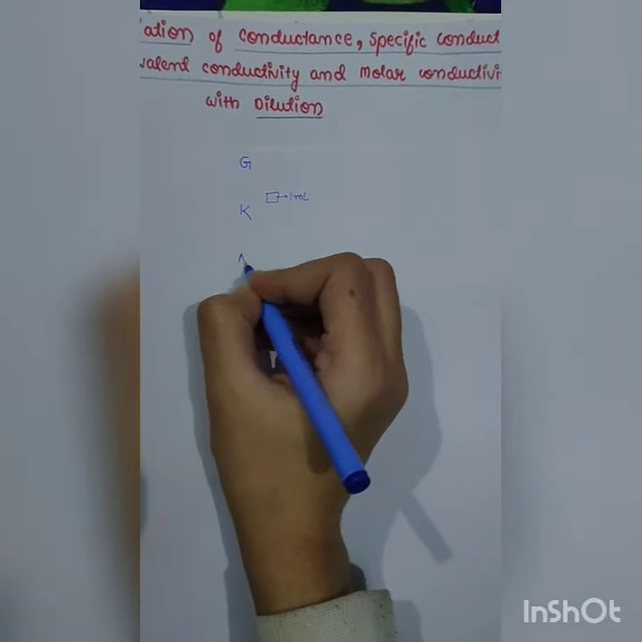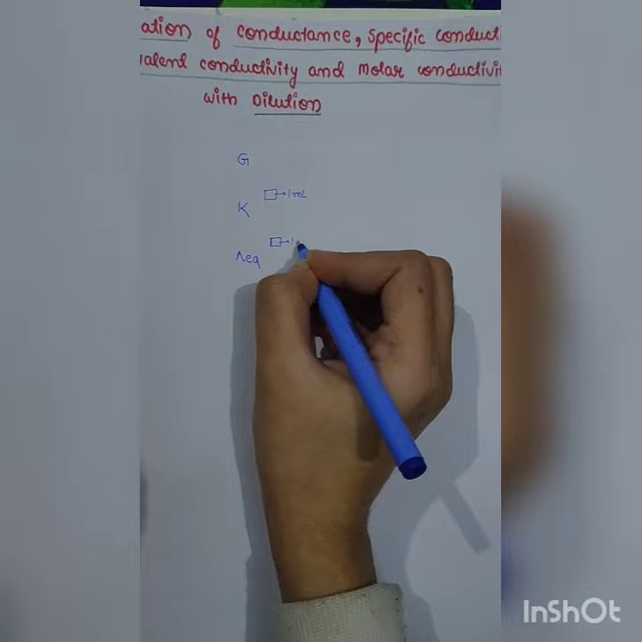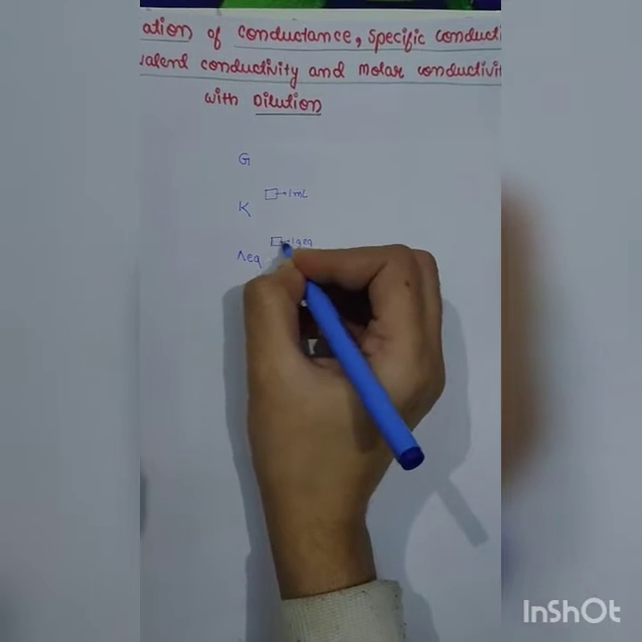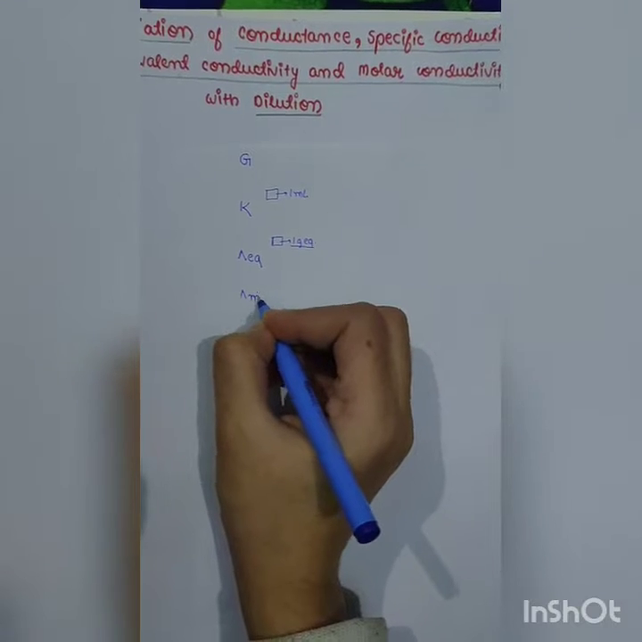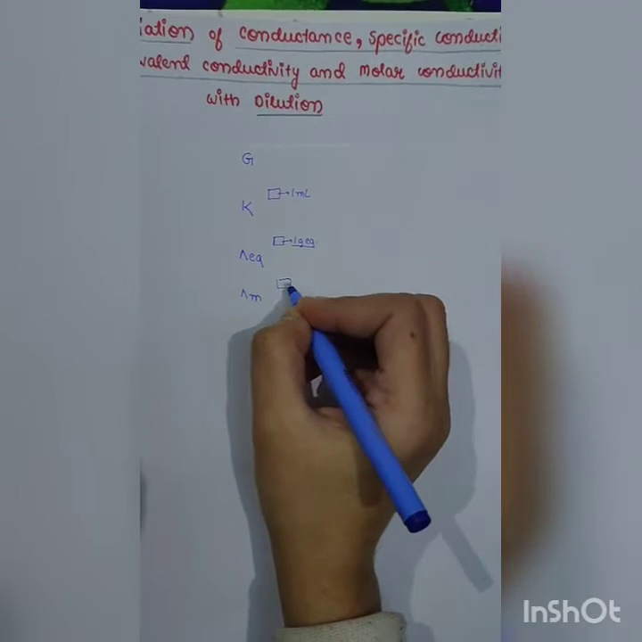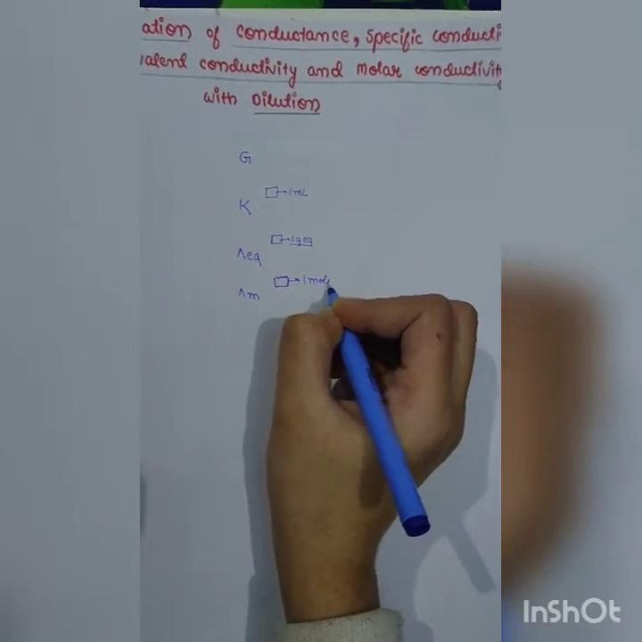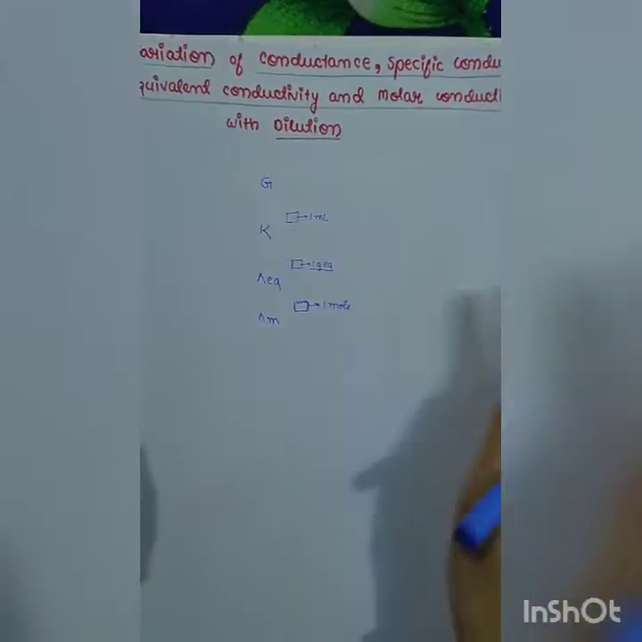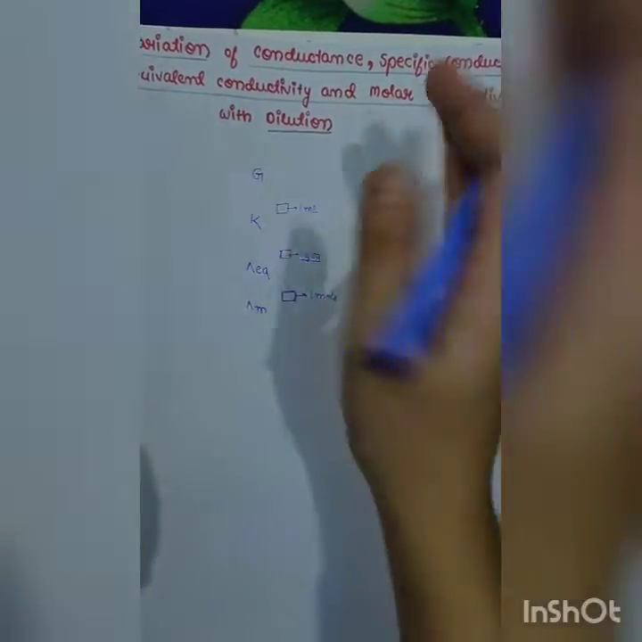Equivalent conductivity is the conductance of that much volume of solution which contains 1 gram equivalent of the electrolyte. Next is molar conductivity, which is the conductance of that much volume of the solution which contains 1 mole of electrolyte. So we'll see the variation with dilution, when we are adding water to it and the volume is increasing.